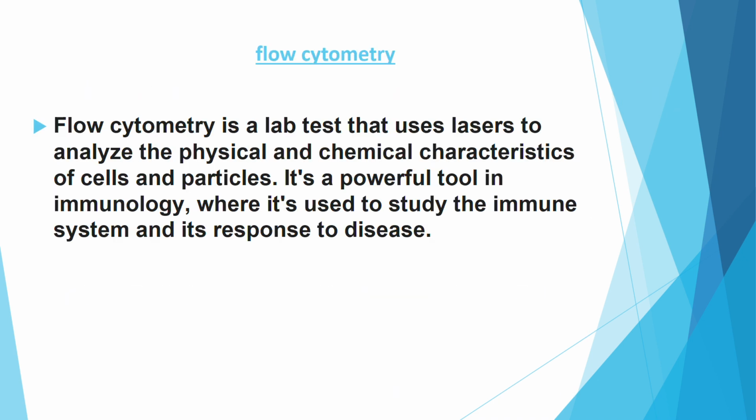Okay, let's begin from the first question. Flow cytometry is a lab test that uses lasers to analyze the physical and chemical characteristics of cells and particles. It uses lasers, which are beams of light, to detect, analyze, and count the cells and the chemical characteristics of the cells and particles in general. It's a powerful tool in immunology, where it's used to study the immune system and its response to disease.